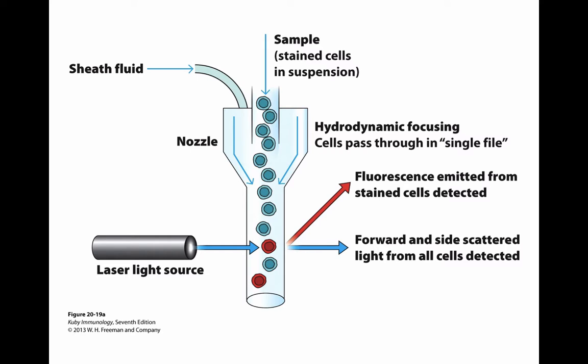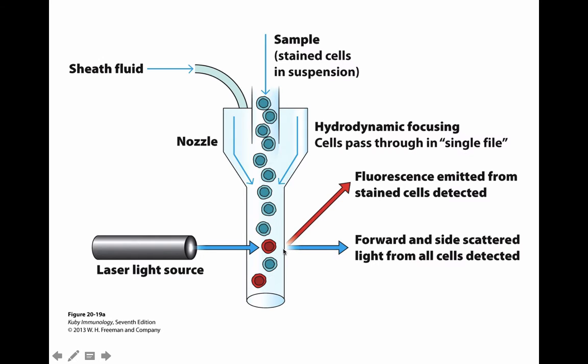So if you wanted to count the number of cancerous cells in a leukemia patient or the number of T helper cells in a patient, then you can take a sample of cells, stain them with an antibody that's been labeled with either a fluorescent label or some sort of labeling technique, and then you run it through this nozzle, and it's a focusing thing.